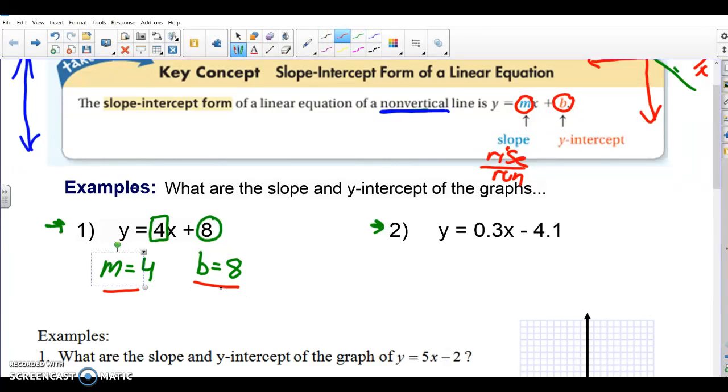And so now for the next one, again, for the slope, we want to look at the number that's being multiplied by the x. In this case, it's 0.3. Remember, don't include that x in your slope. The slope is just a number, and we will not have that variable in the slope. And for the y-intercept, again, that's going to be the number we're adding on at the end. If it helps you to write minus 4.1 as plus negative 4.1, then you can see that we're adding a negative 4.1 on at the end. So our b value, or our y-intercept, is going to be negative 4.1.